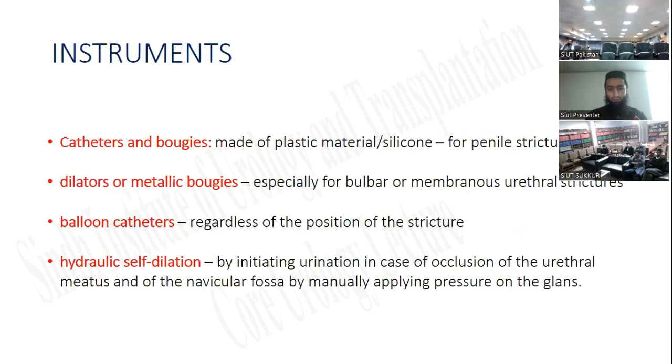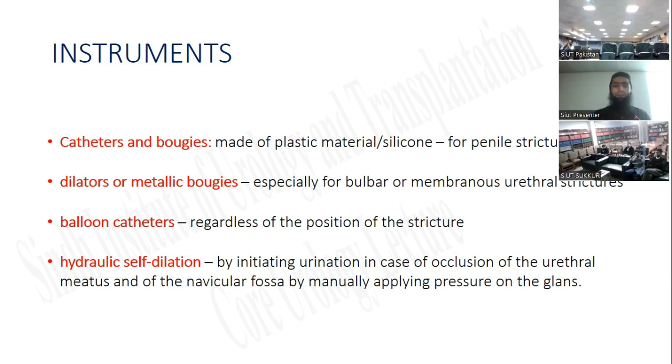Once there is a stricture, it will remain there no matter what. What are the instruments we use for the dilatation? We use the catheters, we use the bougies, which are made of plastic or metal, and the balloon catheters, like balloon dilatation of urethral stricture.